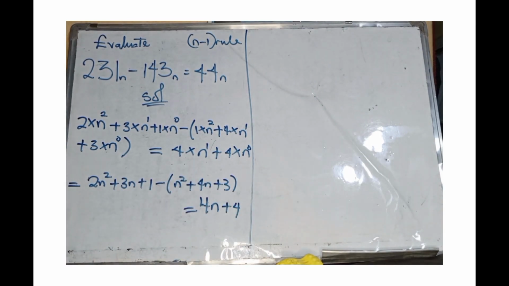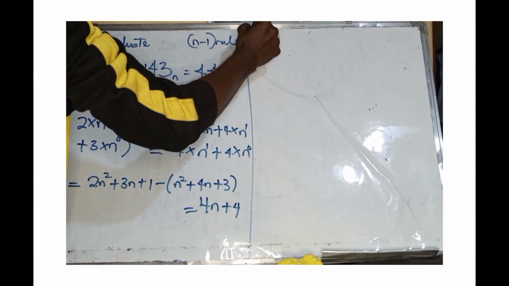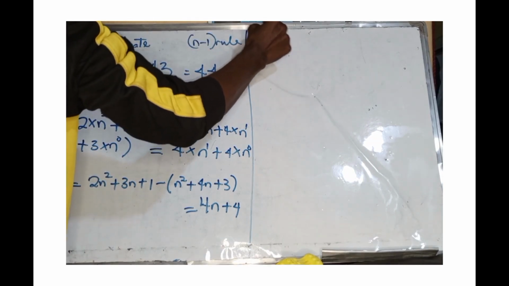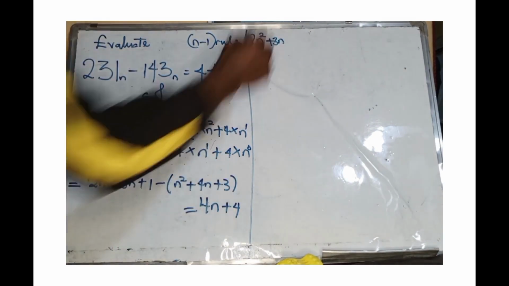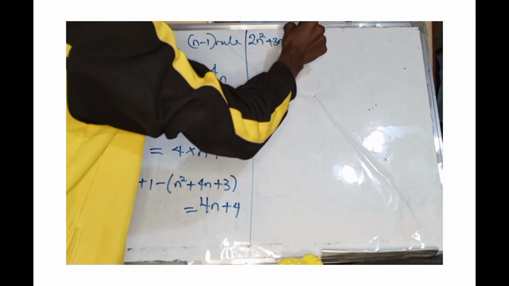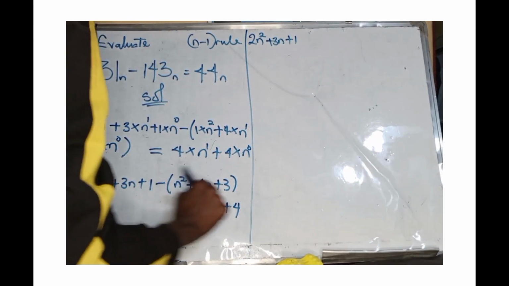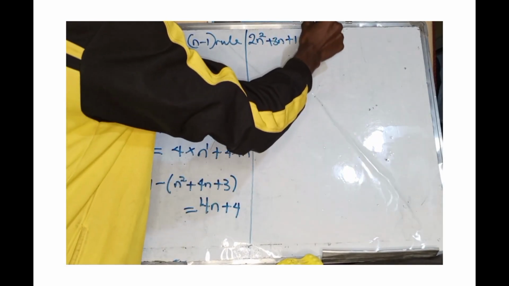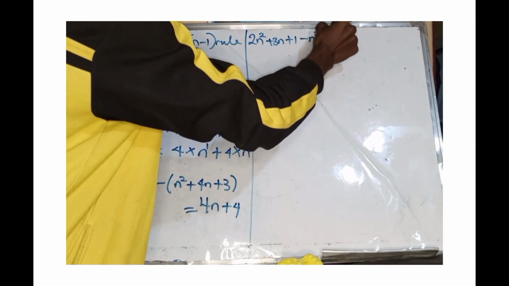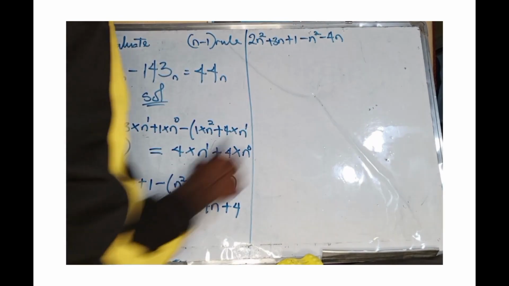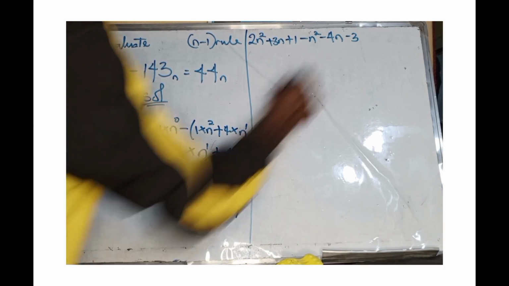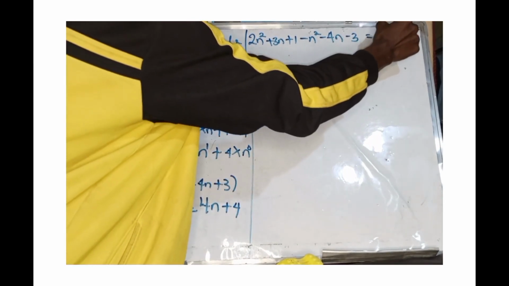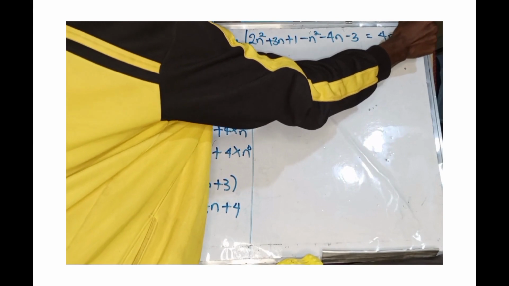Okay, now guys, let's proceed. This becomes 2 raised to the power of n squared plus 3n, then plus 1. This minus, we have to expand this bracket, minus n squared minus 4n minus 3, exactly. Using this minus to expand this bracket, it is now equal to 4n plus 4.